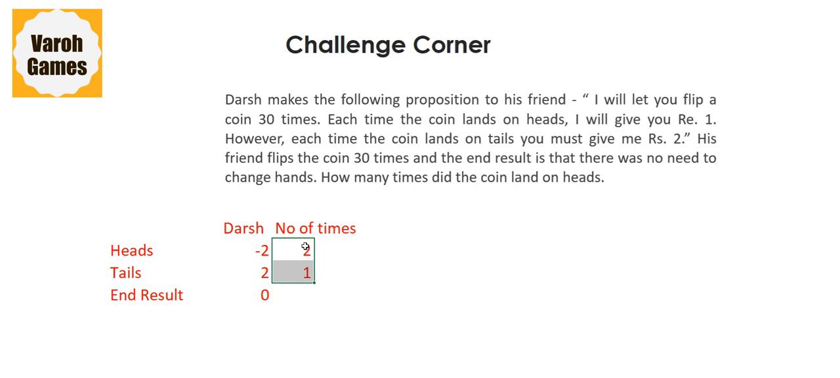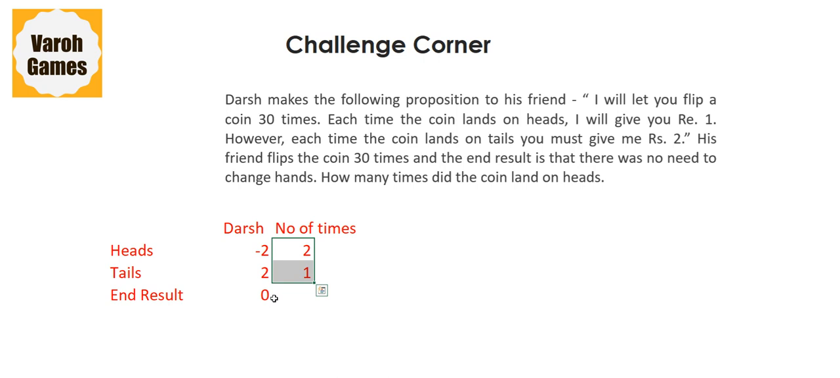So by this rule, what we see is that if his friend is flipping the coin 3 times and heads is coming 2 times and tails is coming once, the end result, that is the exchange of hands, becomes 0. So by this method, we understand that the exchange of hands can only be 0 when head comes double the times of tails. Like over here, 2 is double of 1. So head is coming double the times of tails, then our end result becomes 0.